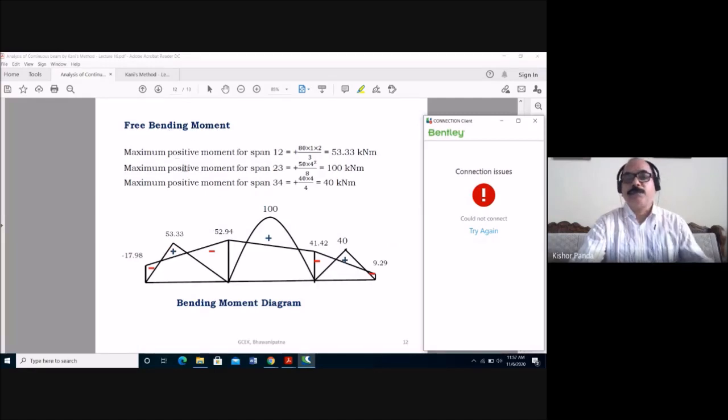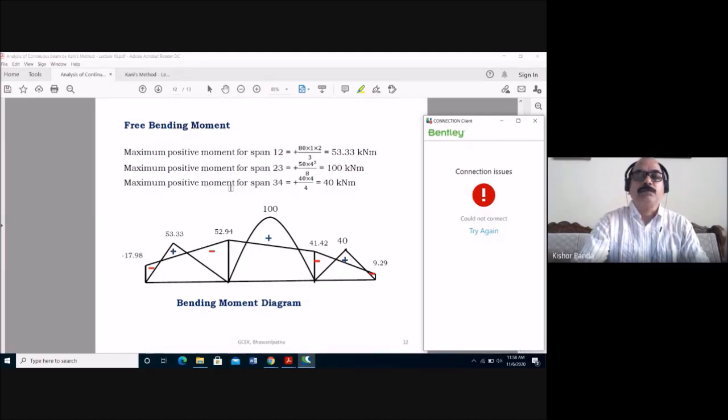Then you have to find out the free bending moment diagram. You have to find out the maximum positive moment for span 1-2, because here you are having eccentric loading. What is the positive moment? Wab by L, 53.33 kilonewton meter. And for the maximum positive moment for span 2-3, because here we have a UDL, the positive moment is WL square by 8, 100 kilonewton meter.